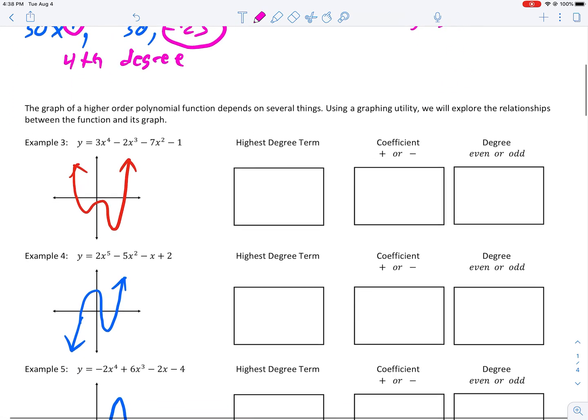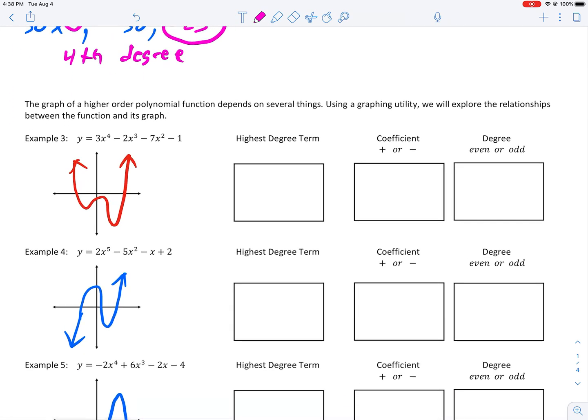Okay, so I already graphed these for you. Make sure as you're going through, you're sketching them. I have them already sketched. If you want to use Desmos to check your work, I would encourage you to do that. But I already used the graphing utility. I used Desmos and I already graphed these for you.